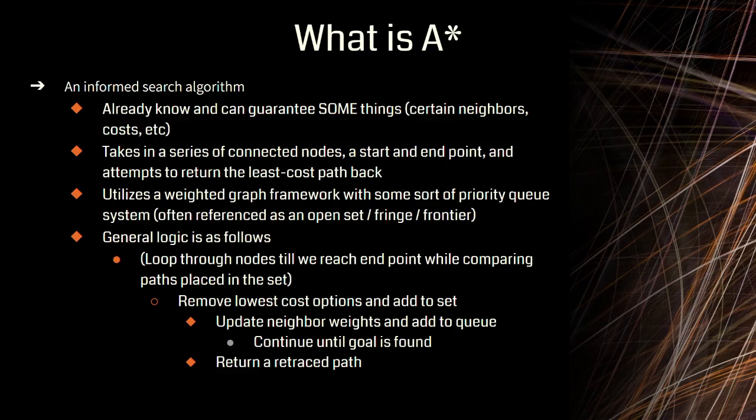The general logic is as follows. You essentially loop through nodes until we reach an endpoint while comparing paths that are placed in our set, which are ones that we've determined are of a lower cost than current neighbors we are analyzing. We then loop through all those nodes, remove a lowest cost option, put it in that set for it being checked later, update neighbor weights, add them to the queue, and then continue until a goal or path is found. And then once we have finally reached the end node, we retrace a path back to where we came from.